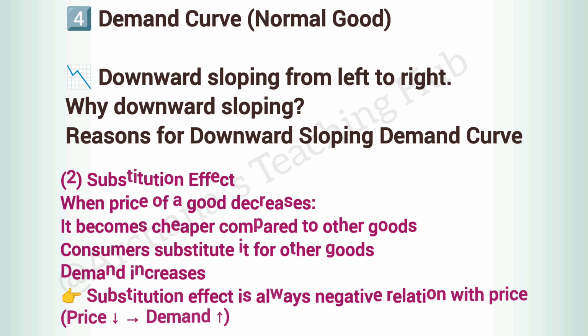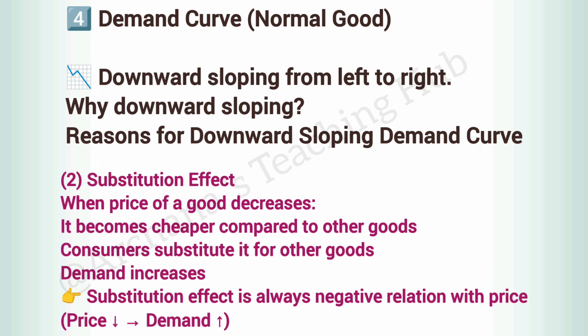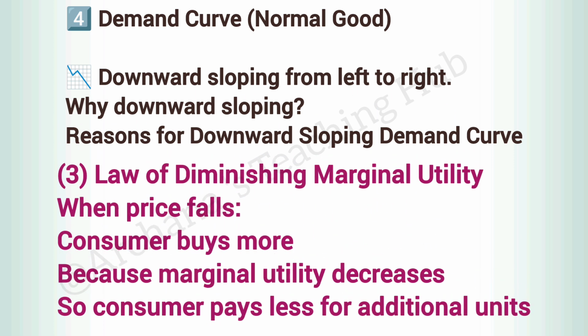Second, substitution effect. When price of a good decreases, it becomes cheaper compared to other goods. Consumers substitute it for other goods. Demand increases. Substitution effect is always a negative relation with price. Price decrease, demand increase. Third, law of diminishing marginal utility. When price falls, consumer buys more because marginal utility decreases. So, consumer pays less for additional units.